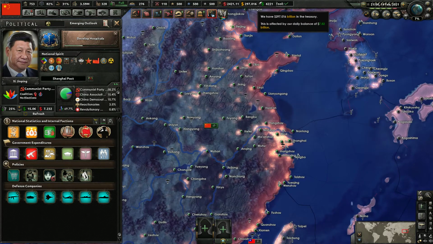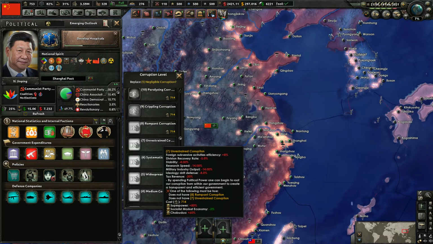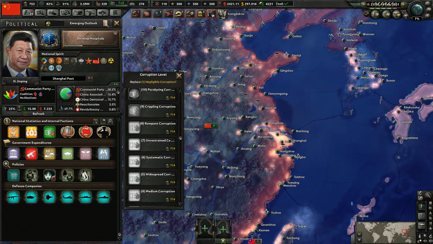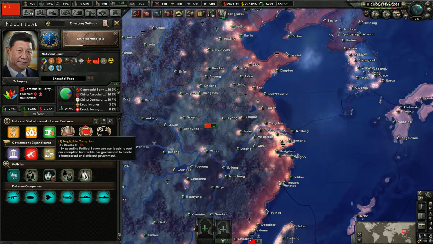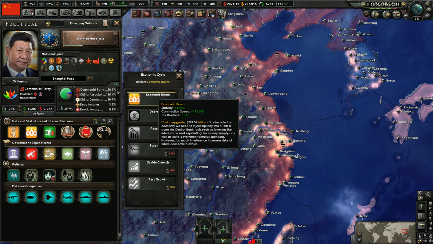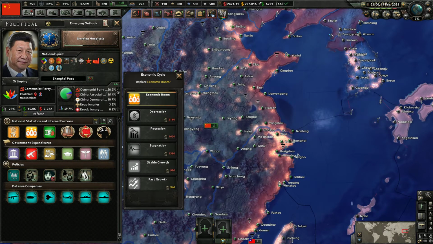Your tax income is affected by several things. Your corruption, so if you've got widespread unrestrained corruption, your tax revenue will be minus 20%. I've got negligible corruption, so it's only minus 1%. It's also impacted by the condition of your economy. I'm in an economic boom, so you can see I get tax revenue plus 10%. If you were in a depression, you get tax revenue minus 40%.